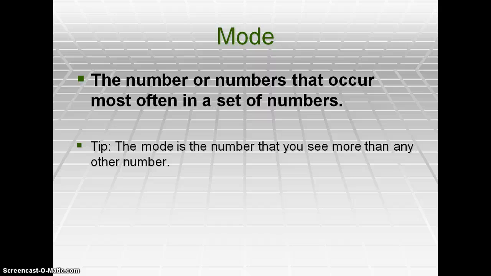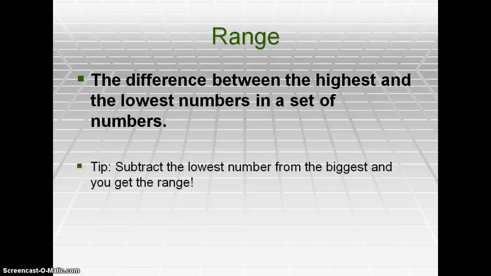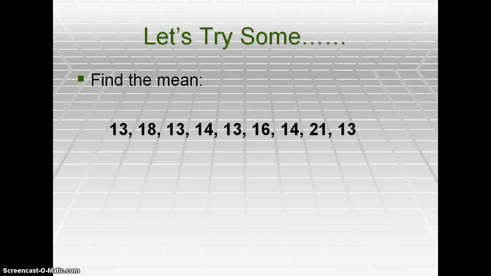Our next key term and definition here is mode. Mode is the number or numbers that occur most often in a set of numbers. The mode is the number that you see more than any other number. And finally, we have range. Range is the difference between the highest and lowest numbers in a given set of numbers. You subtract the lowest number from the biggest number, and that's how you get your range.